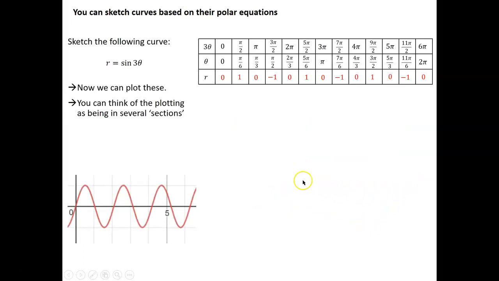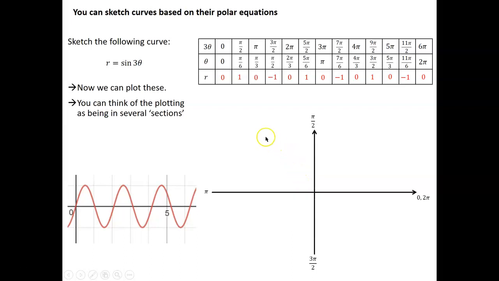So now let's have a think about plotting these. We're going to do it in several sections. So let's look at this one first. We start at (0, 0). As we move round to π/6, we move out to 1, and then we move back to 0 again.